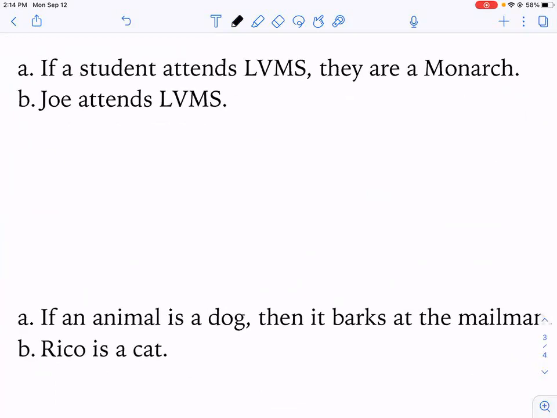If a student attends LVMS, then they are a monarch.